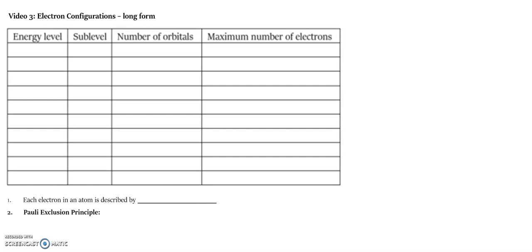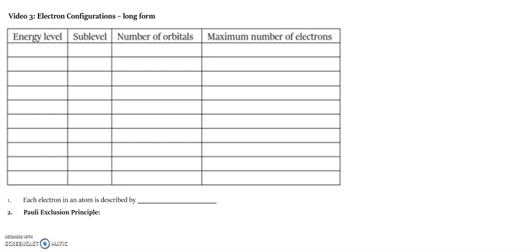This video is on electron configurations. I'm going to be doing them using the long form, and later you will use the short form in another video. So first, let's review what we learned in a previous video, and that's the different energy levels and the sublevels, and then the number of orbitals that go with them.